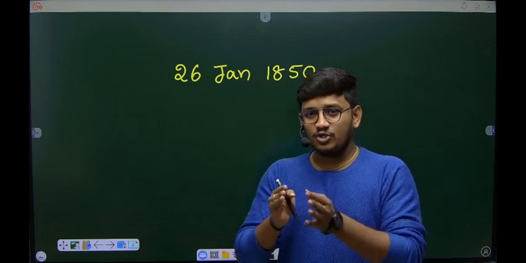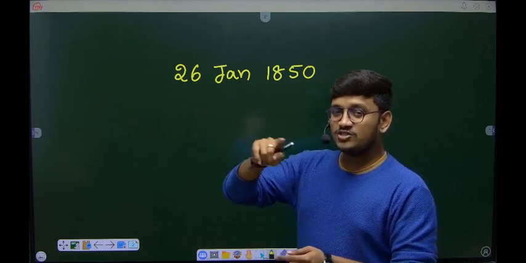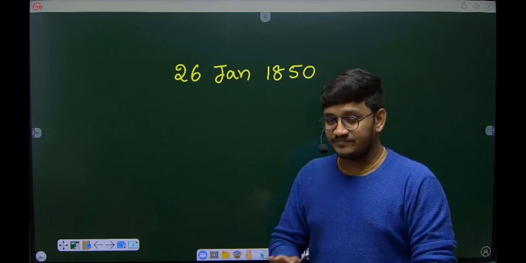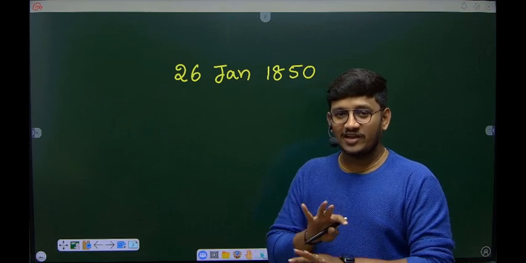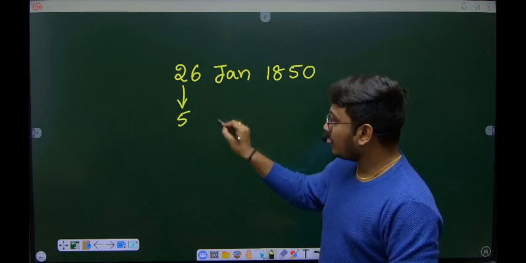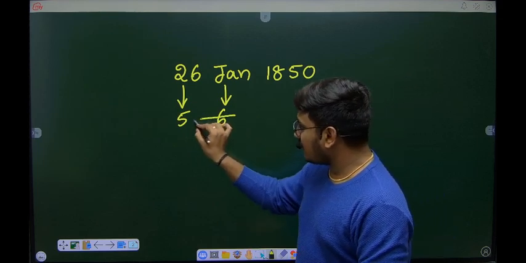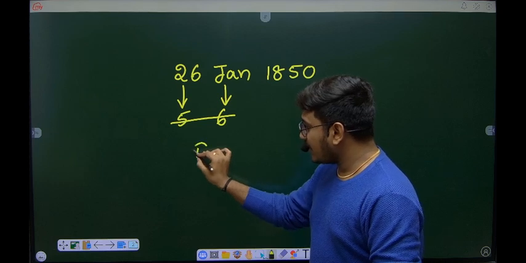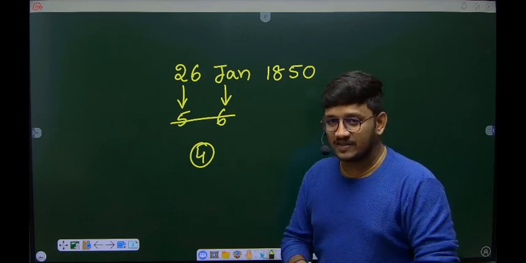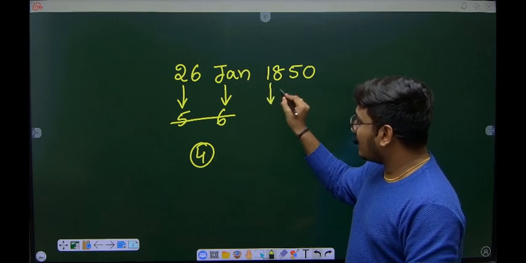So first thing we should make sure, whenever any date of birth is in January or February, we should check whether the given year is a leap year or not. Obviously here 1850 is not a leap year, so we don't have any problem with the month code. So directly I can say that 26 means 5, January means 6. So 6 plus 5 is 11. 11 means 4. I'm just simplifying the code so that we will not get any bigger values later. Now the only task is 1800.